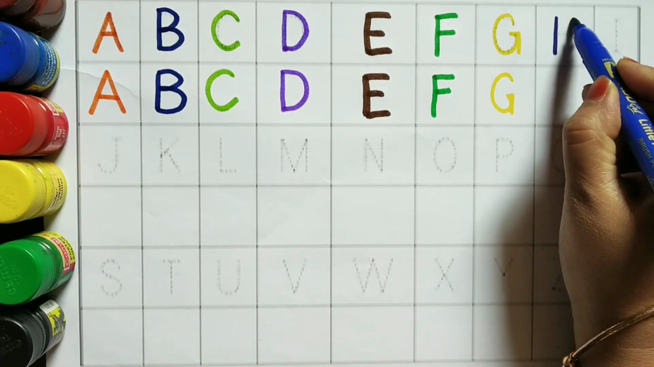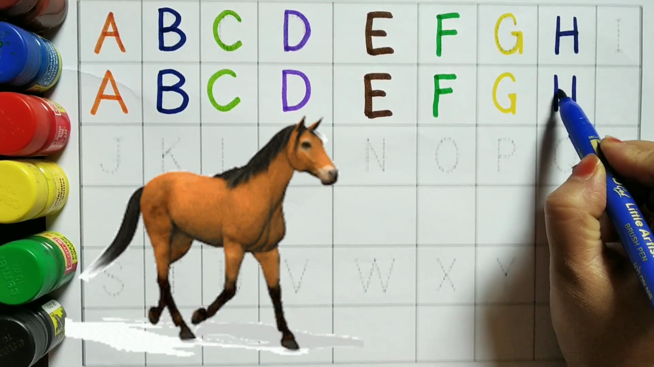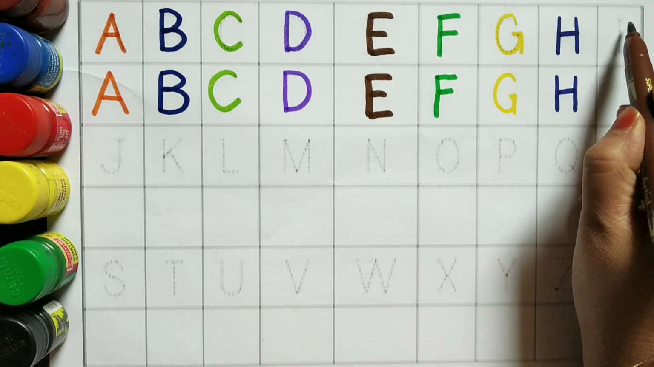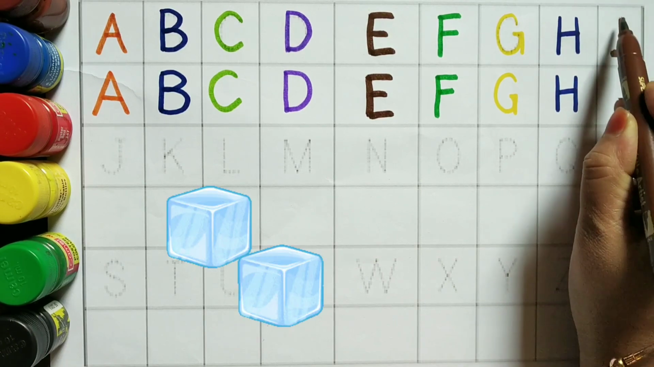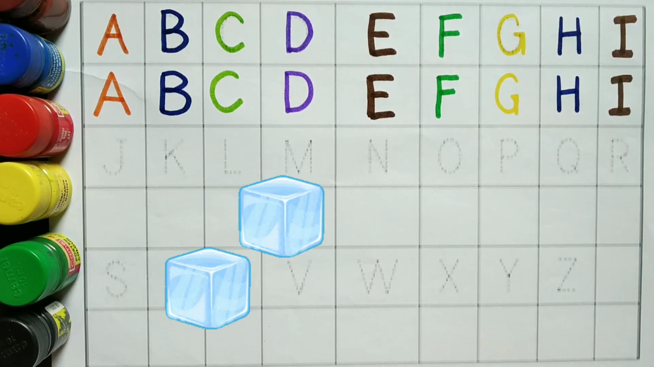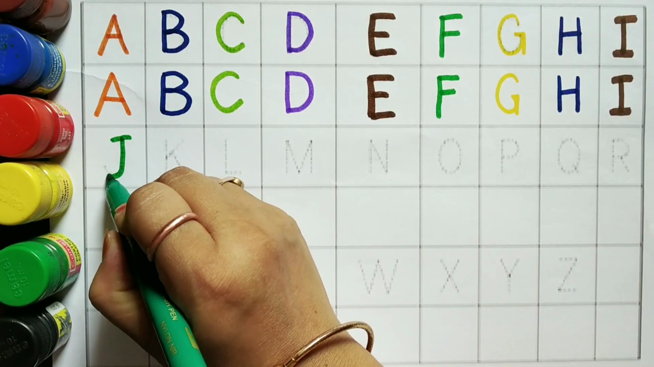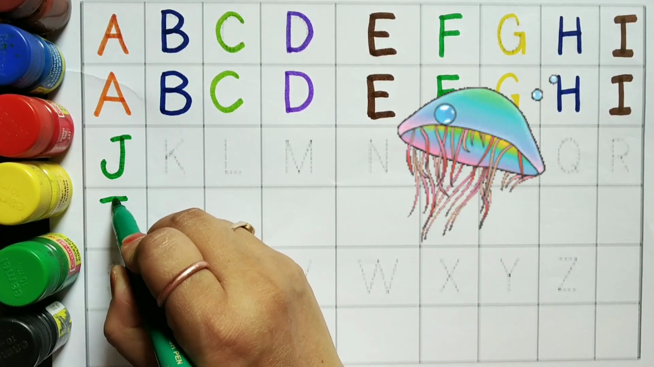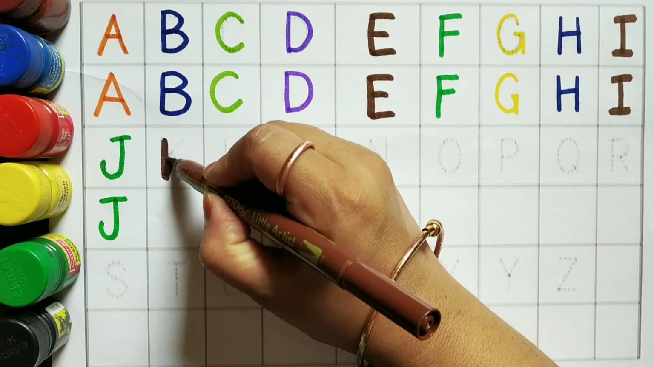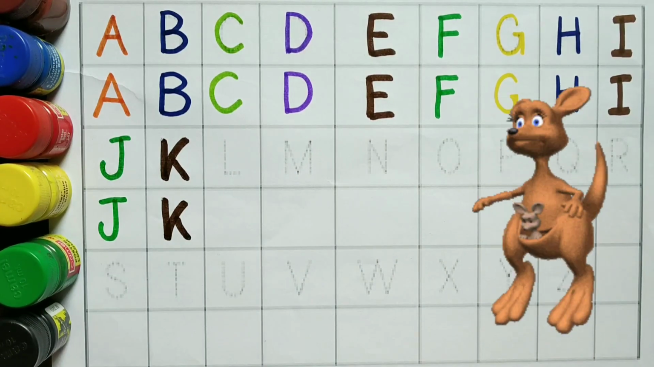H, H for horse. I, I for ice cube. J, J for jellyfish. K, K for kangaroo.